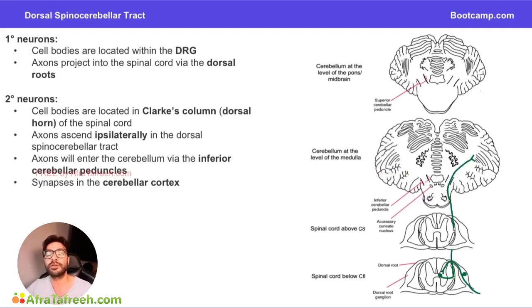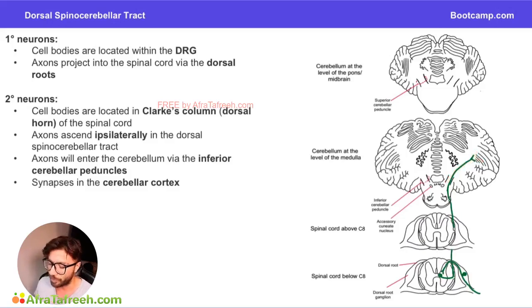One thing you'll notice about this pathway is that it remains ipsilateral. Both the first and the second neurons stay on the ipsilateral side for where sensation is being carried. So again, sensory information comes in, synapses in Clarke's column, then remains ipsilateral and travels up this dorsal spinocerebellar column or pathway, and then it's going to enter in through that inferior cerebellar peduncle and end up in the cerebellar cortex.